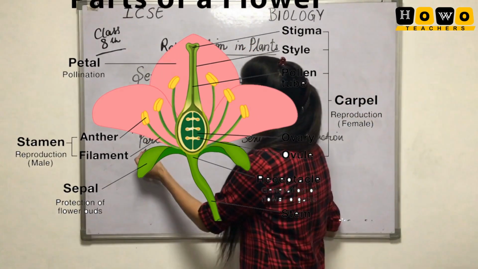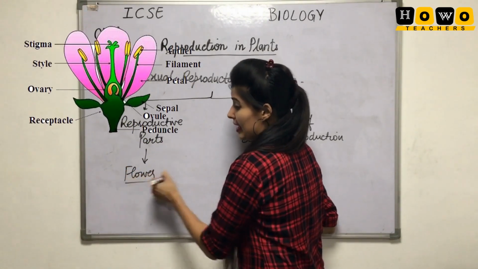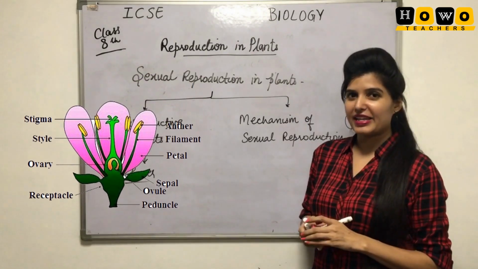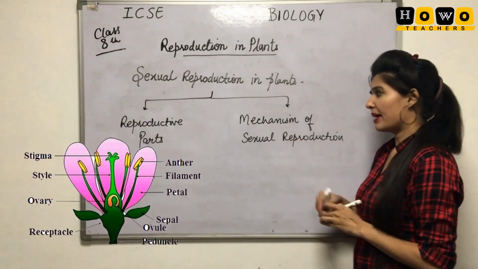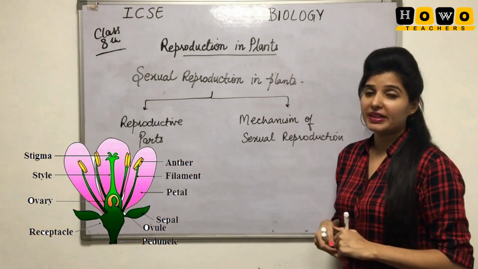The reproductive part, that is the flower. Yes, the flower is the reproductive organ in case of a plant, and the mechanism with which the flower reproduces, we will be discussing it.